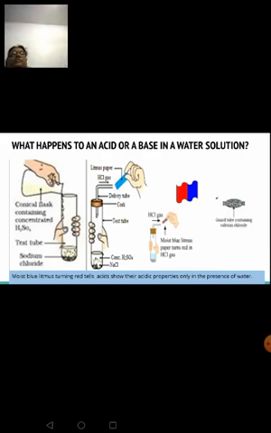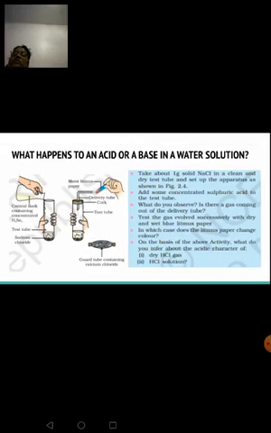The calcium chloride will absorb the moisture and it will allow the gas to come out in a dry form. Clear to you? Now, this is the activity. Whatever I explained now is the activity which is shown in your textbook. This will be performed in the school lab also.